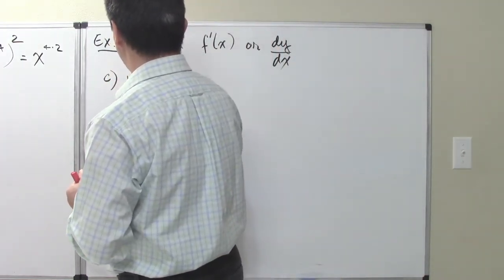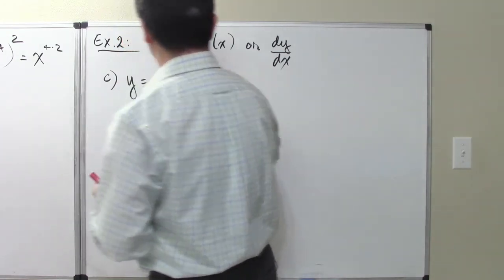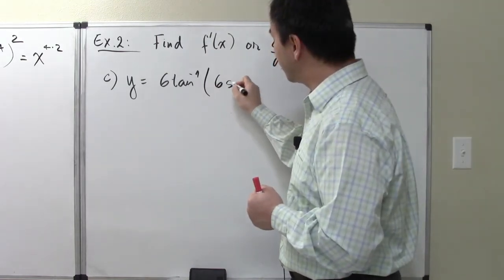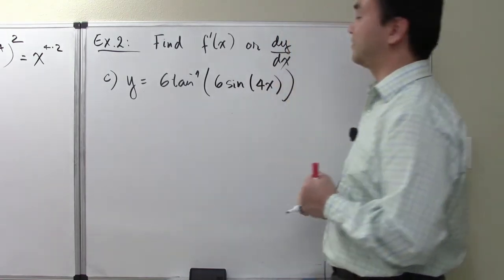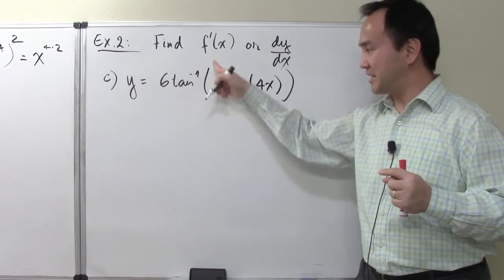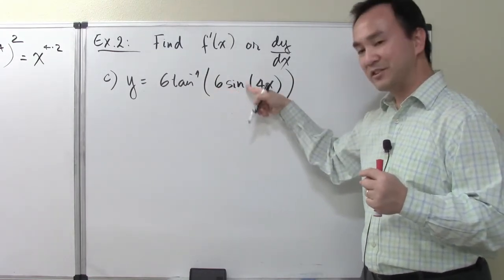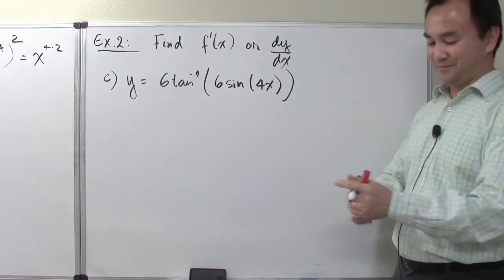Our function y equals 6 times tangent inverse of 6 times sine of 4x. All right. 6 times tangent inverse of, and then there's a 6 times a sine of, sine but not sine inverse, sine of 4x.